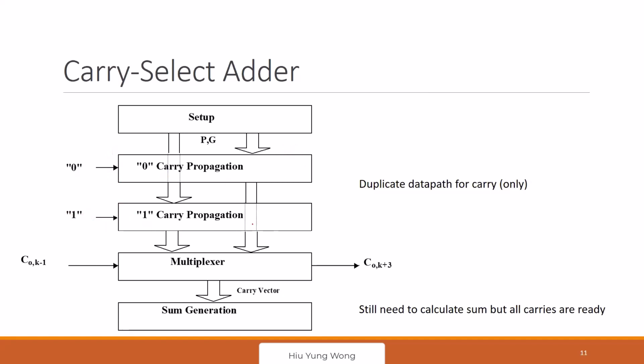So for example, this one you have PG. So maybe let's say this is the PG. This one comes to here. The same PG comes to here, right? Then I calculate the propagation bit and the carry out by assuming either 0 or 1.